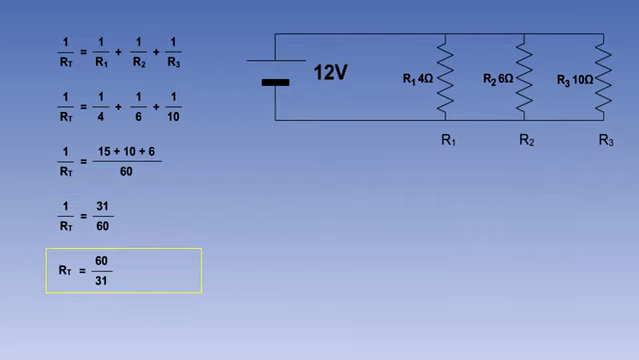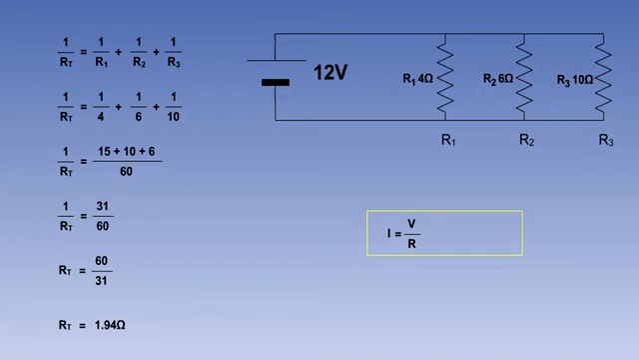To get RT, we need to invert this, so RT equals 60 over 31, or 1.94 ohms. We can now use Ohm's law to calculate the total current flow in the circuit. I equals V over R, or 12 over 1.94, which is 6.2 amps.